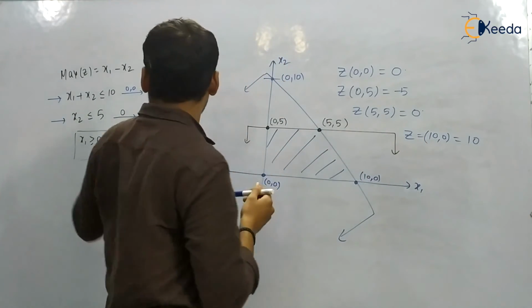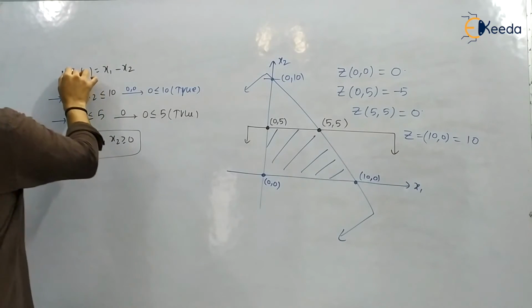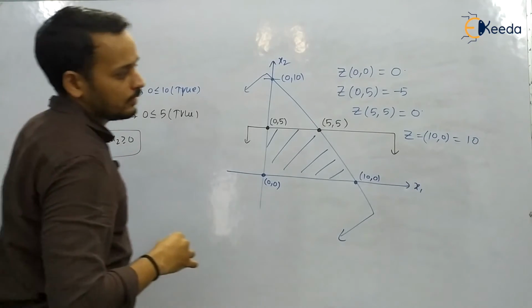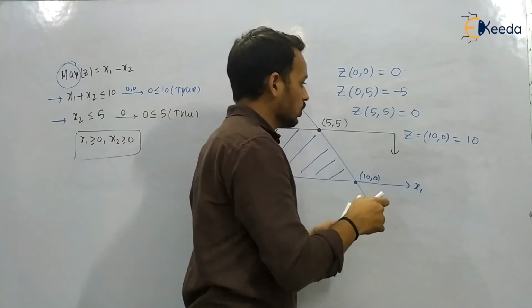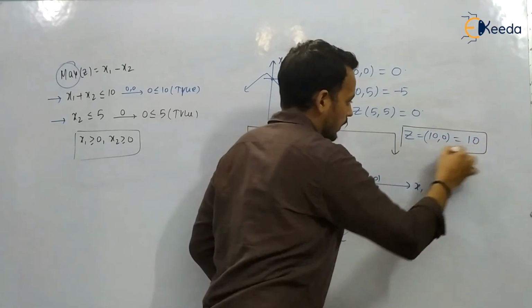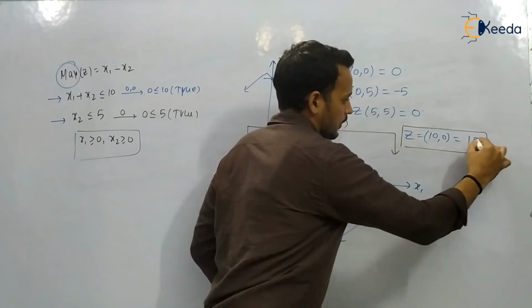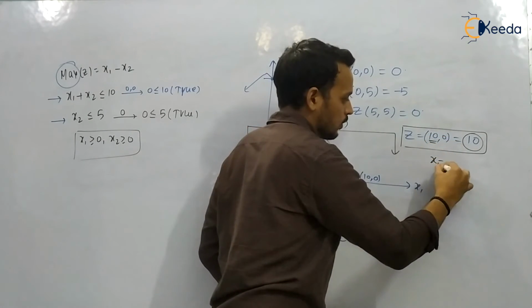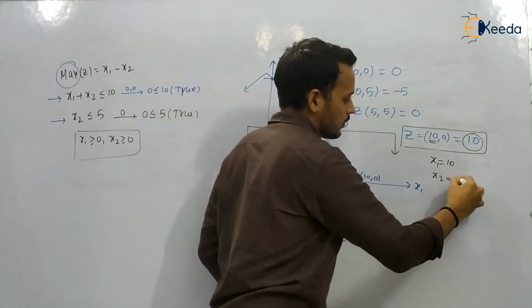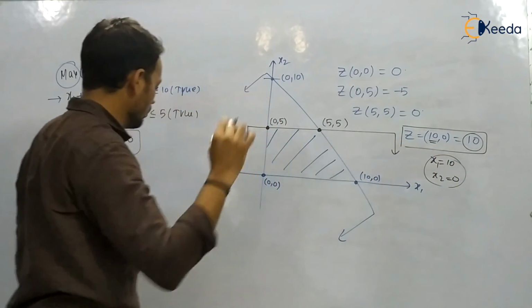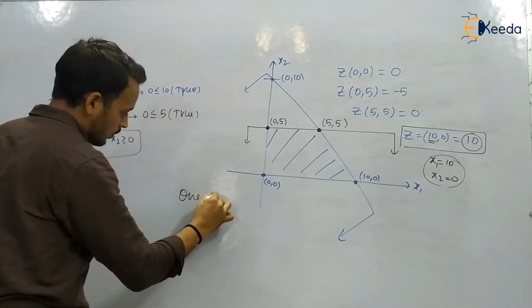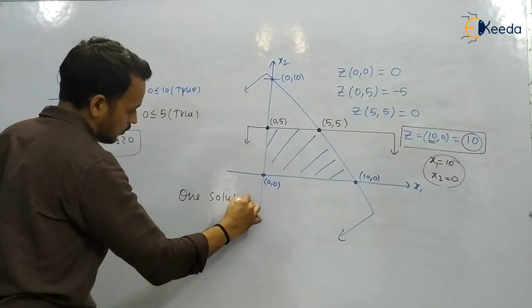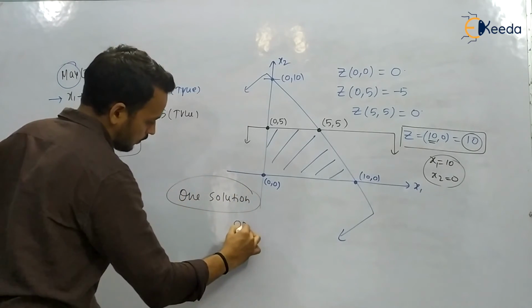We have to look at the maximization type. We have to look at the optimal solution. It is maximization type, so our answer is going to be this. 10 is the objective function answer. x1 is 10 and x2 is 0. It means how many solutions? We have got one solution. So option B.